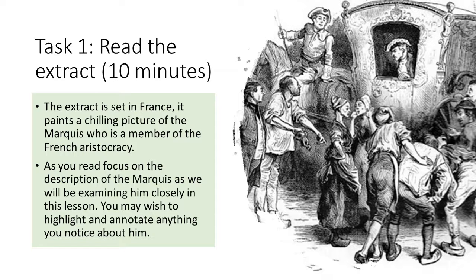So task 1, I'd like you to read through the extract. The extract is set in France. It paints a chilling picture of the Marquis, who was a member of the French aristocracy. As you read, focus on the description of the Marquis, as we'll be examining him closely in the lesson. You may wish to highlight and annotate anything you notice about him.